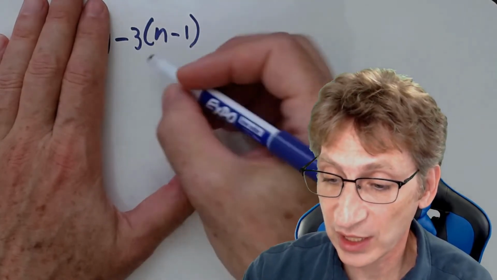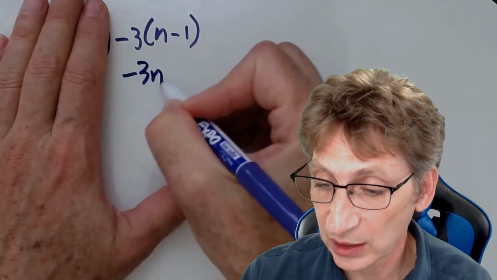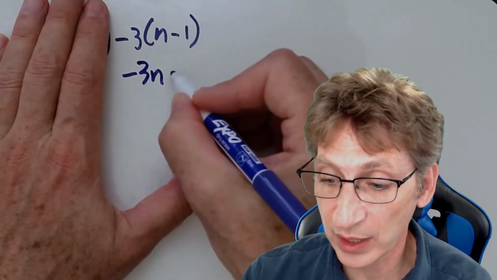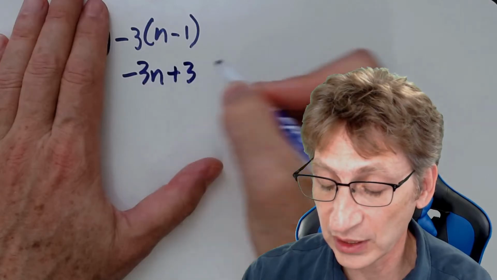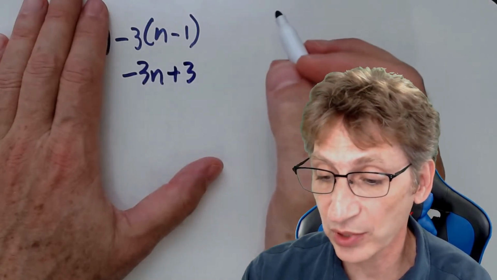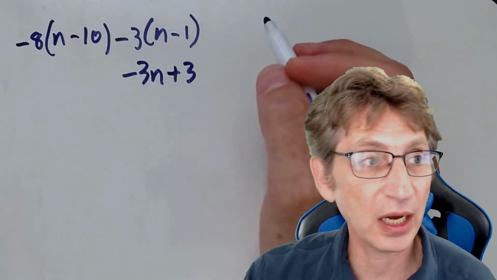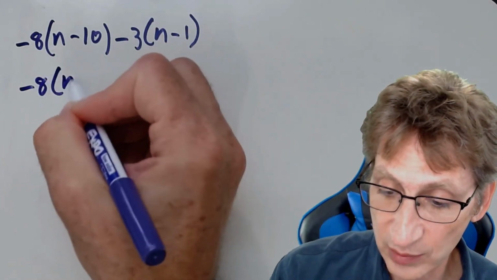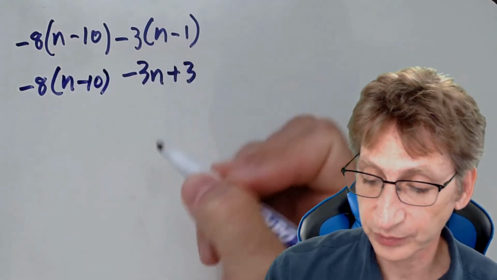Negative 3 times n is negative 3n. Negative 3 times negative 1 is positive 3. So I write down positive 3. That takes care of addition or subtraction. Now I can look at the other part. Oh, let's bring this down. Negative 8 times (n minus 10).